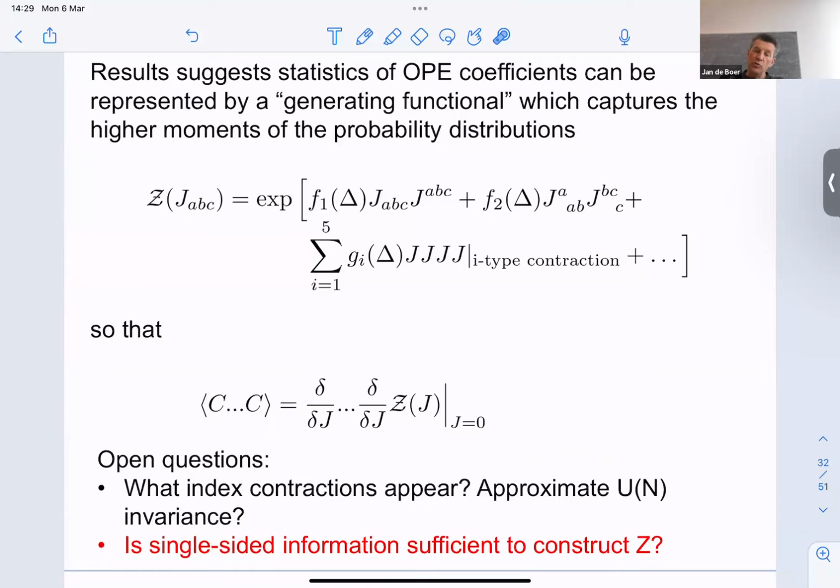There are two interesting questions about this construction. One is, what types of index contractions appear? It appears that the only index contractions that ever appear are where the same index appears only twice. So for example, you never seem to get something like J_AAB, J_AAB, where you sum over A and B. That's not something that ever seems to emerge from any gravitational computation.